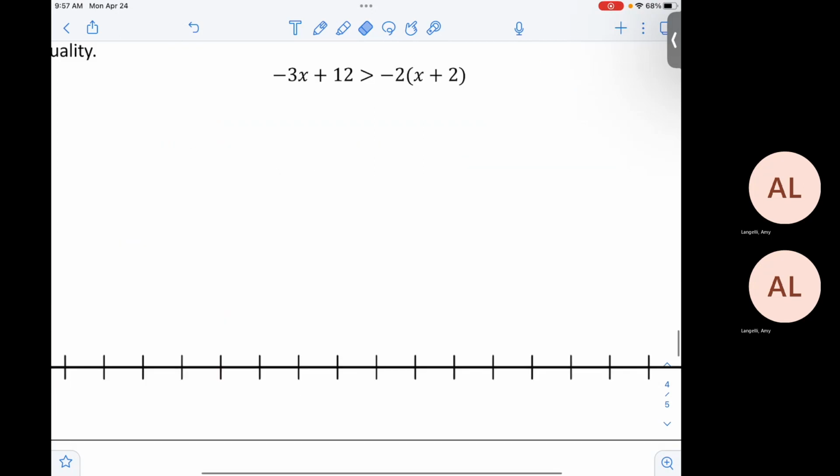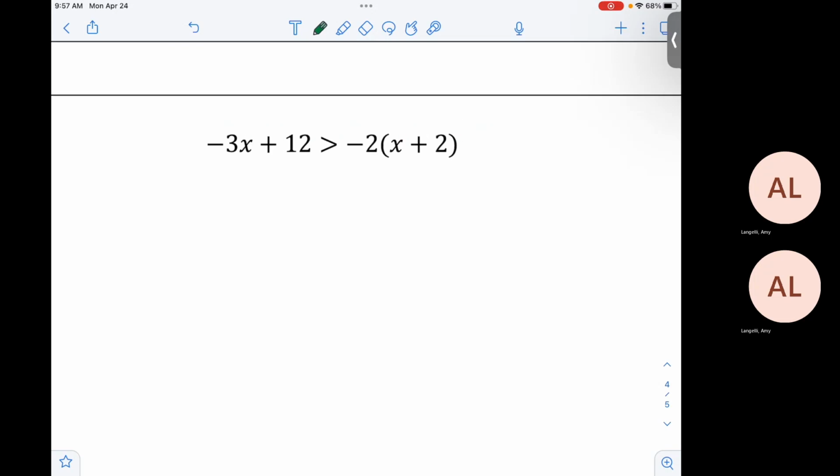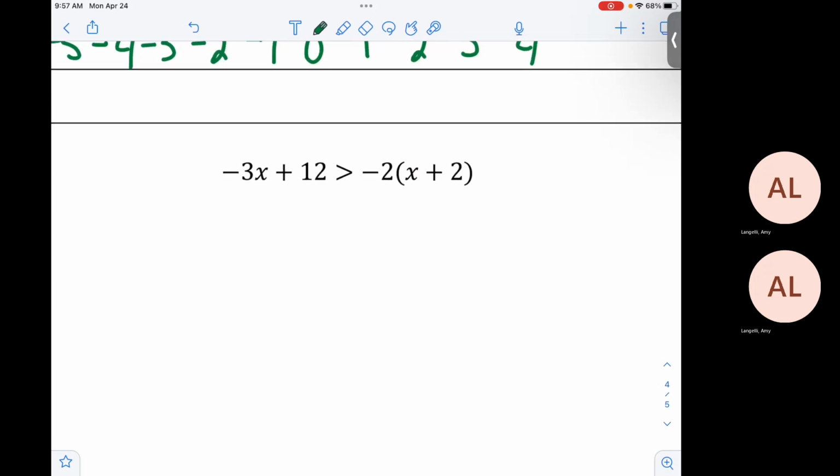All right. Last one. Is this an absolute value? Yes or no? That is not an absolute value. So it's just going to be one answer. What do we have to do first? Distribute. Okay, so the left stays. What sign is that?